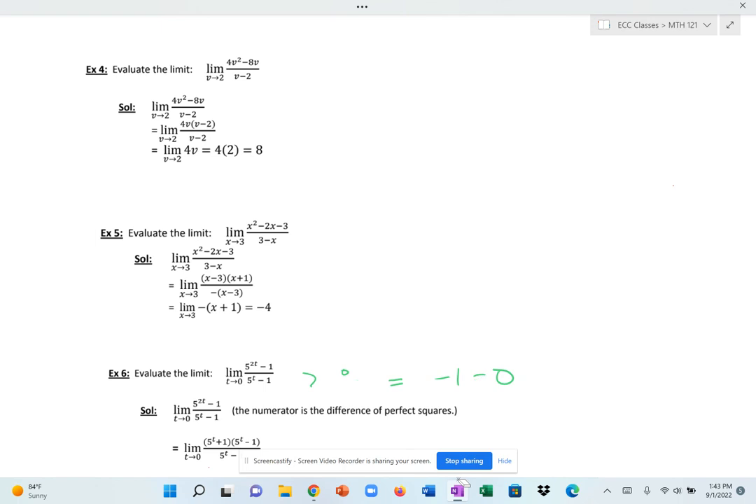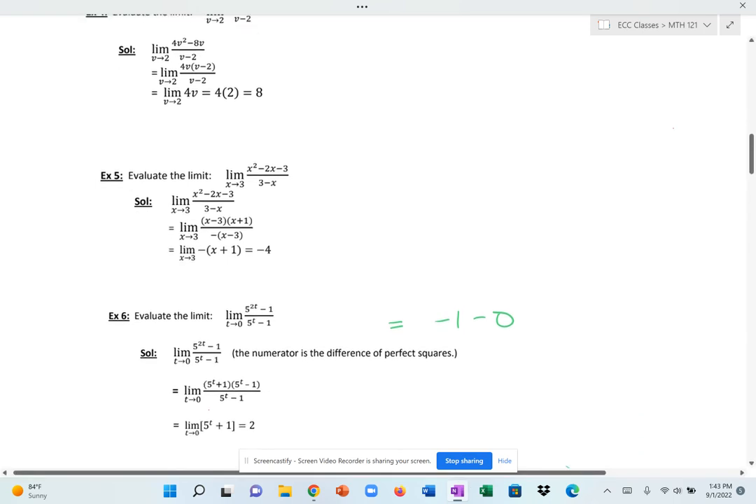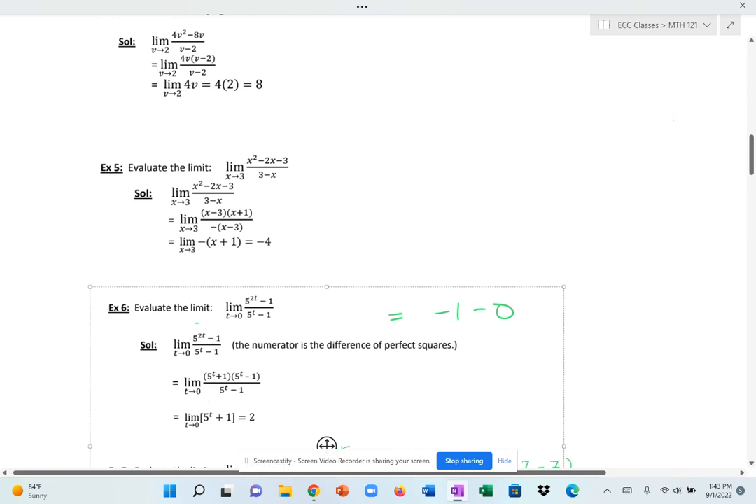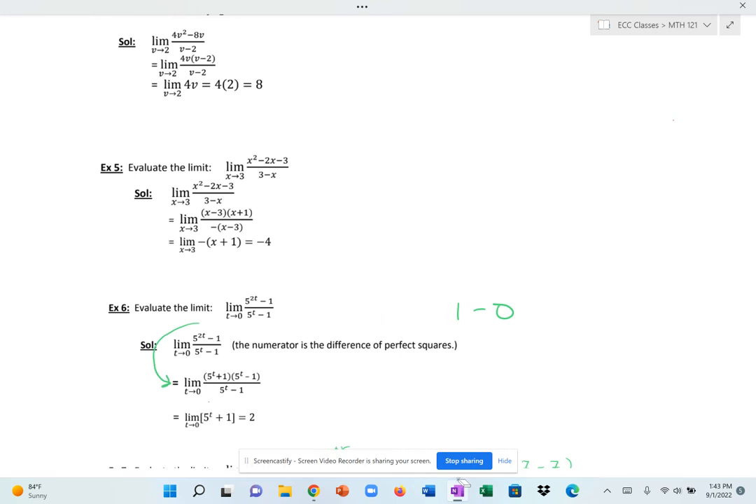So I'm going to use a similar technique to what I did in all the previous examples, and that is factoring. Here, the numerator is factorable if I treat it as the difference of perfect squares. So 5 to the 2t minus 1 is equal to 5 to the t plus 1 times 5 to the t minus 1. Remember, if I were to multiply this out by the FOIL method, when you do 5 to the t times 5 to the t, the rule says to add the exponents. So t plus t is 5 to the 2t. So that's where that first term comes from.